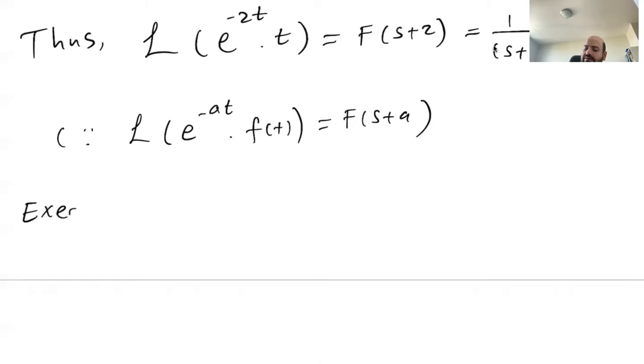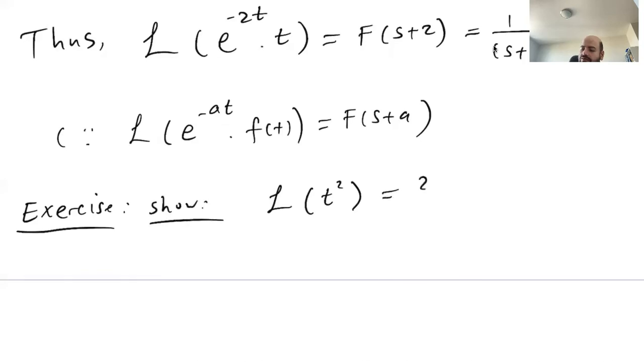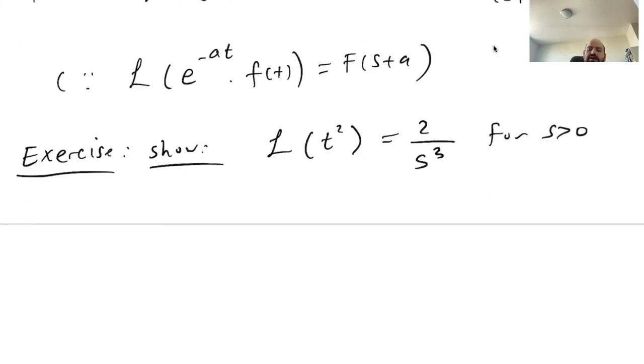So as an exercise, now you can try to find the Laplace transform of t squared. You can show that it is equal to 2 over s cubed for s bigger than 0. And for s less than or equal to 0, again, it's going to be undefined. Which can be again found using integration by parts, similar to what we did for the Laplace transform of t.